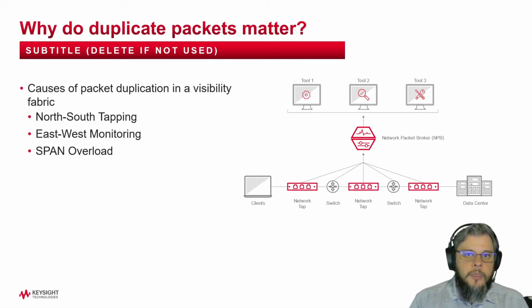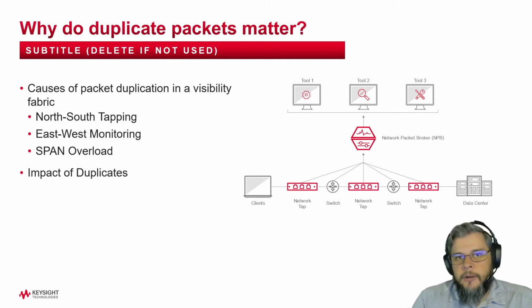And finally, you've got span ports, which, depending on the configuration of a span port, you might see multiple copies of the same packet just because of the way the span port is configured. And typically, if you have a well-developed monitoring strategy, you're going to have some combination of these three methods of monitoring your network. And that means duplicate packets. So if you have a comprehensive visibility strategy, there's typically duplicate packets on your network.